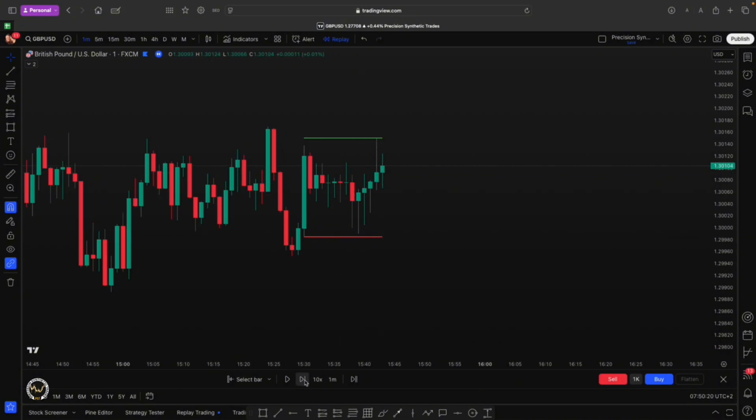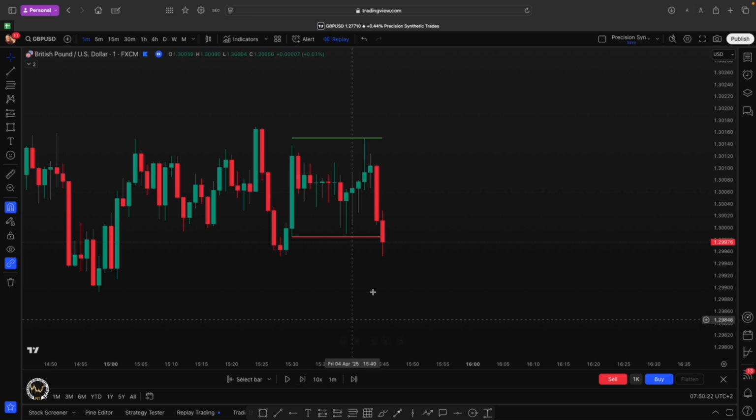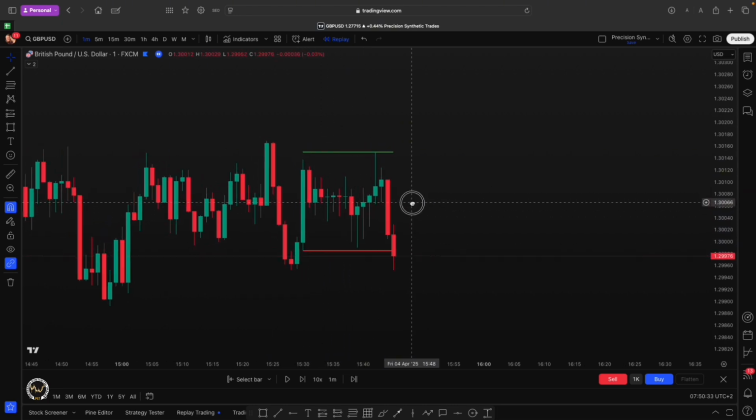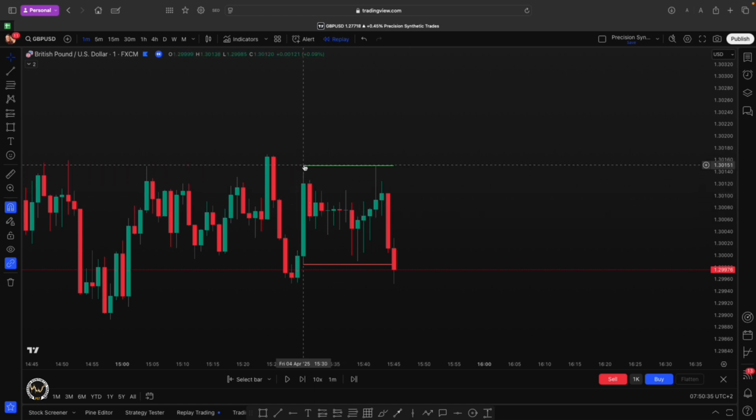You need 2 more minutes. There we go. So this is our 15-minute ORB, the high and the low of the first 15 minutes. By the way, if you wondered how I get these lines for the ORBs, I got you covered.